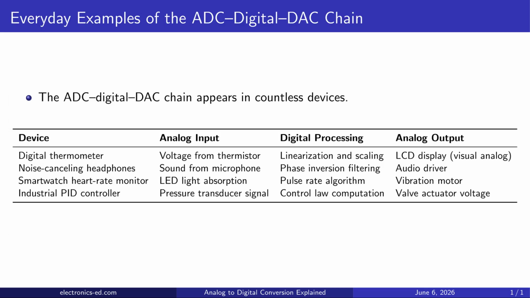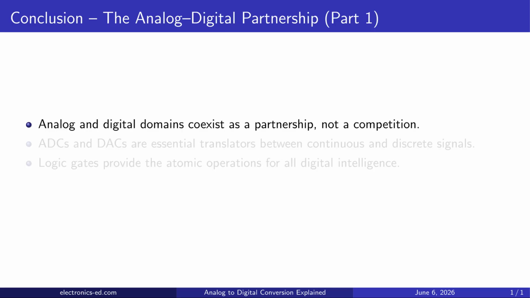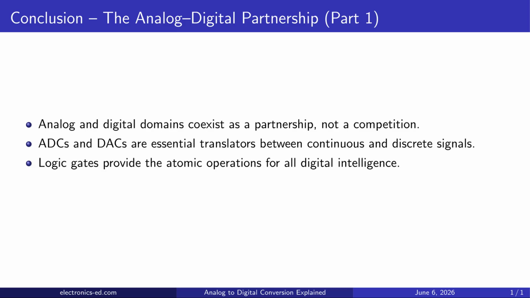This table shows several everyday devices, listing their analog inputs, the digital processing they perform, and the final analog outputs you experience. Analog and digital domains work together as partners, not competitors. Each has its strengths. ADCs and DACs are the essential translators that bridge the gap between continuous analog signals and discrete digital numbers. And logic gates provide the fundamental atomic operations that make all digital intelligence possible.